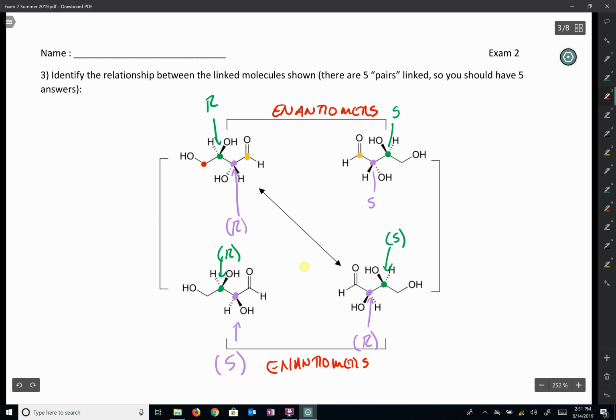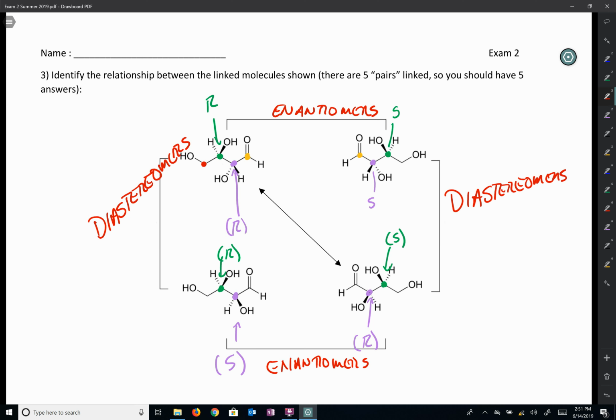Then we look at the other relationships. The simple way of looking at it is, R here stays the same. R here and S here changes. So we swap one of those. So these are stereoisomers that are not mirror images. These are diastereomers. Same thing over here, diastereomers. Cool. And then same thing here in the middle, so stereoisomers, which are not mirror images.